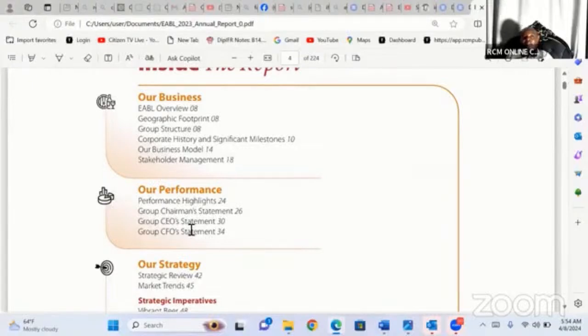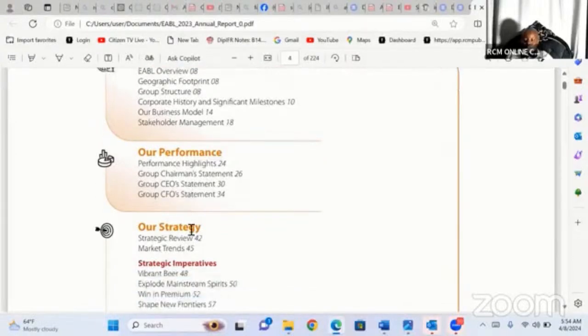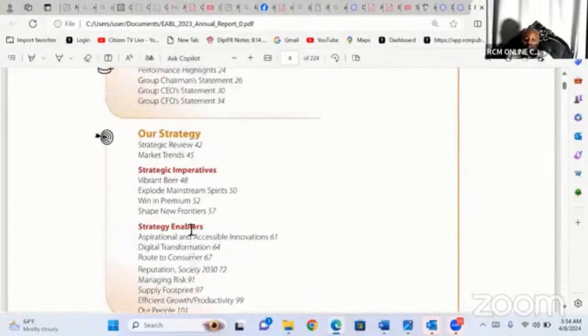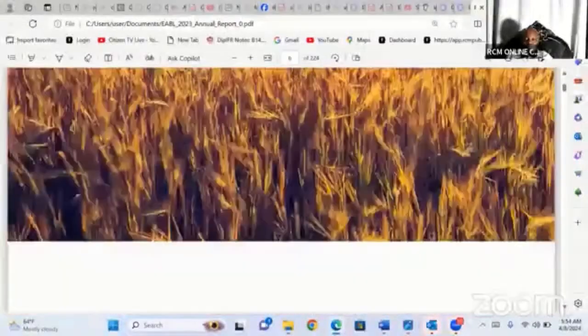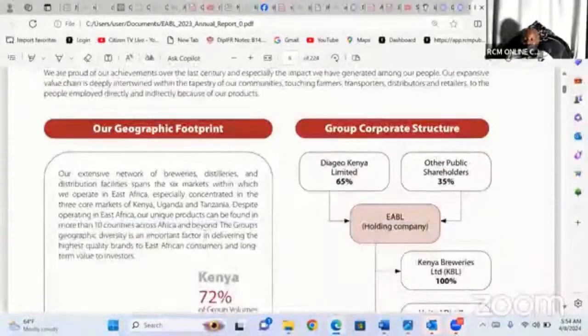Initially, under these management discussions and analysis, they used to do one report signed by the CEO and the chairman. It used to be like that initially. But given the current developments in integrated reporting, the chairman has to give his own statement, the CEO has to give his own statement, the CFO has to give his own statement. The three should be able to align their statements. Now, ladies and gentlemen, I would want us to go to page number 24 and see what is happening here.